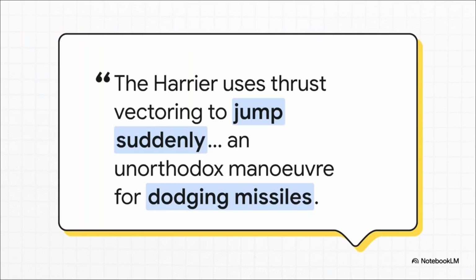And this isn't just theory. The source material points to the famous Harrier jet, which uses its unique engine to do something similar, to jump suddenly upwards or downwards. This wild maneuver turned out to be incredibly useful for dodging missiles in combat, a real-life application of advanced flight control.